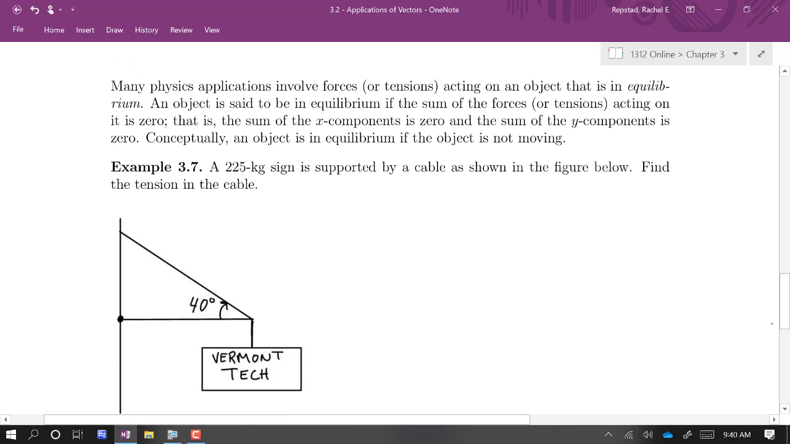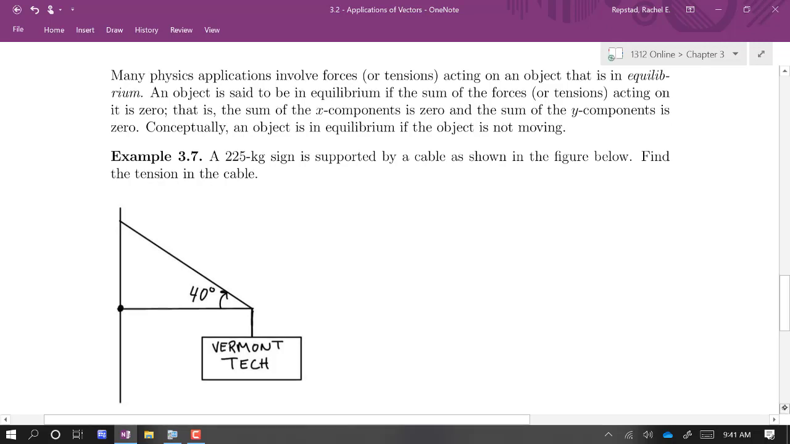All right, so one more example, and this is an example that occurs a lot in physics. A lot of application problems in physics involve a system that is in equilibrium. So there might be some forces or tensions acting on an object that's in equilibrium. Something's in equilibrium if it's not moving. And the way that happens, if something is not actually in motion, it means that the forces acting on it must be equal and opposite. So the sum of the x components is 0 and the sum of the y components is 0.